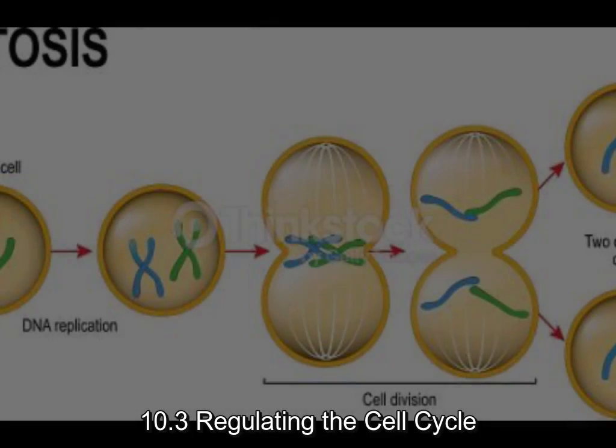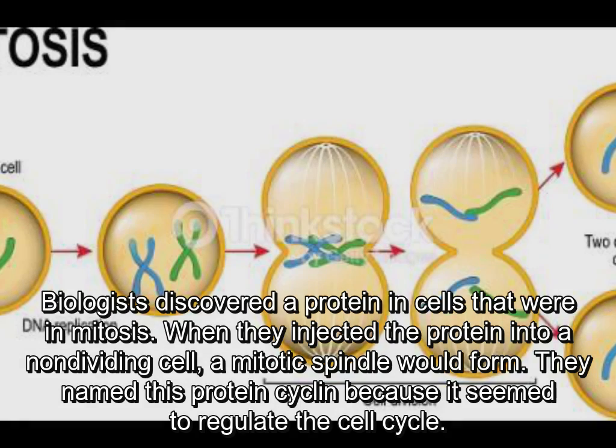Point 3. Regulating the cell cycle. Biologists discovered a protein in cells that were in mitosis. When they injected the protein into a non-dividing cell, a mitotic spindle would form. They named this protein cyclin because it seemed to regulate the cell cycle.